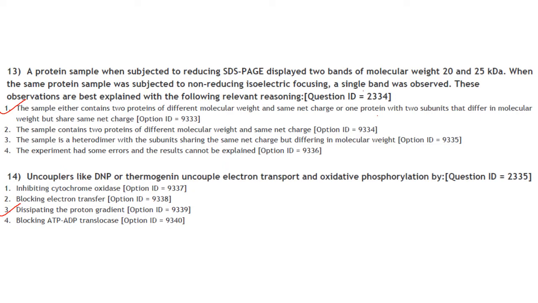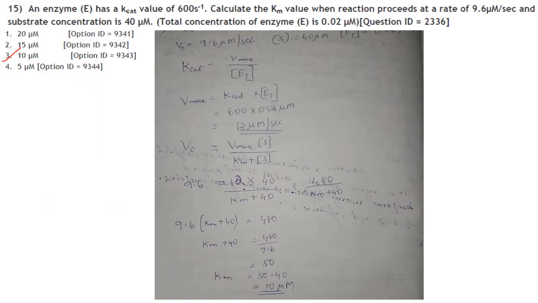Then uncouplers like DNP or thermogenin uncouple electron transport and oxidative phosphorylation by. So they are uncouplers, so naturally they will be dissipating the proton gradient. Answer is option. Then next one, an enzyme E has kcat value of 600. Kcat is nothing but your turnover number. Calculate the Km value of the reaction.